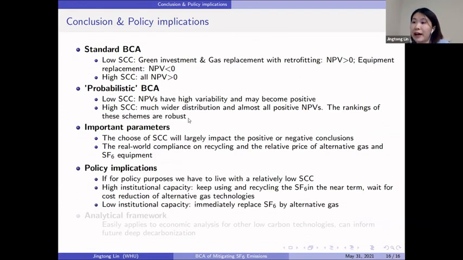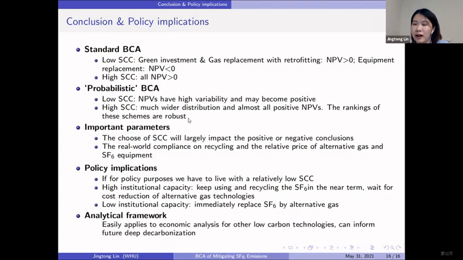If, for policy purposes, we have to live with a relatively small SCC, then our results suggest context-specific regulations. For example, in contexts where there is high institutional capacity and recycling can be done very well through strong monitoring and enforcement, then it may be a good choice to keep using SF6 in the near term and wait for the cost reduction of alternative gas technologies. However, for contexts with weak institutions and poor recycling compliance, it would be beneficial to immediately replace SF6 with alternative gas.